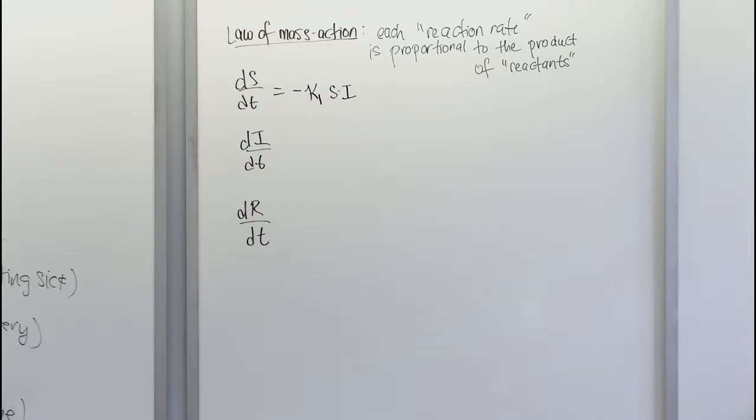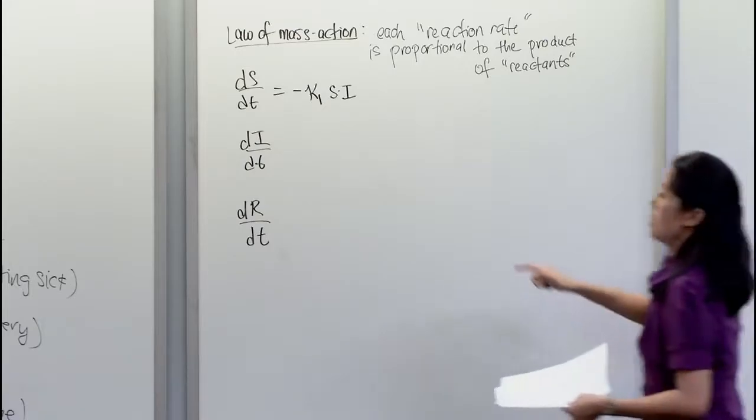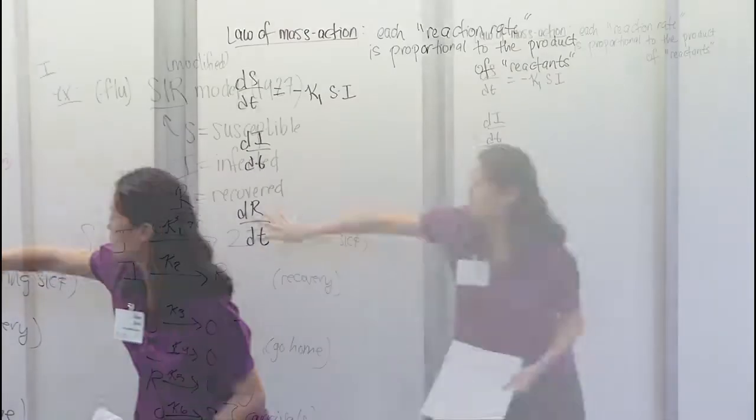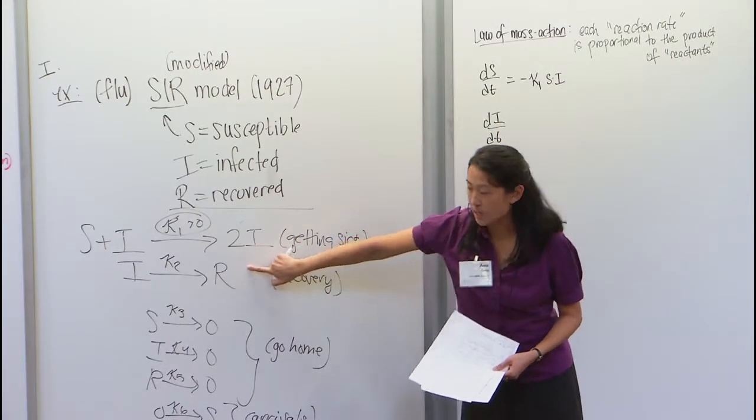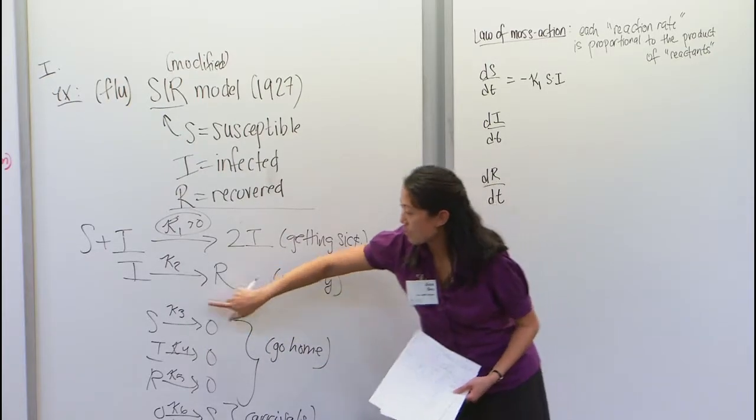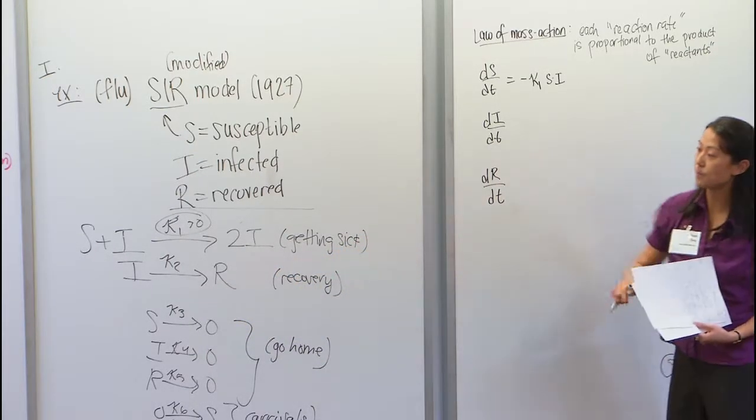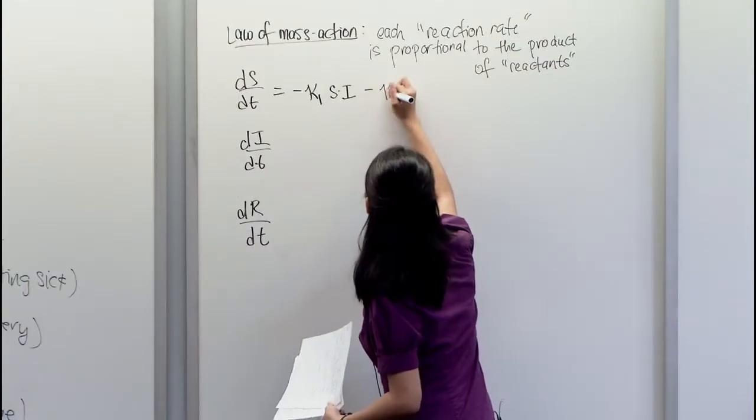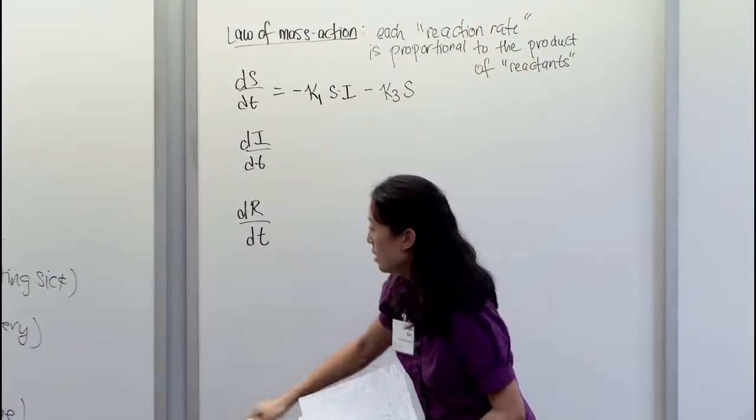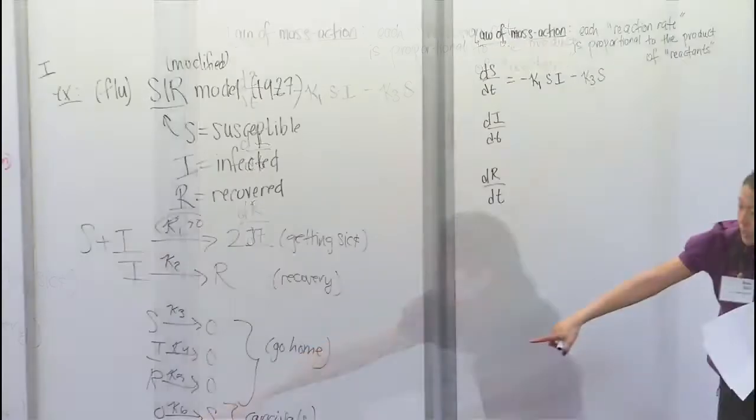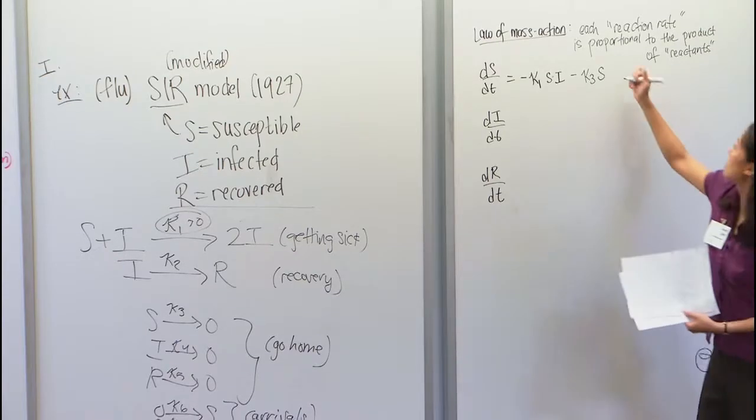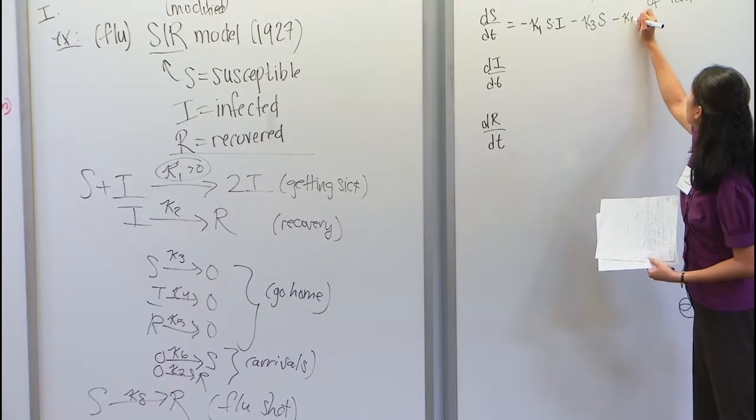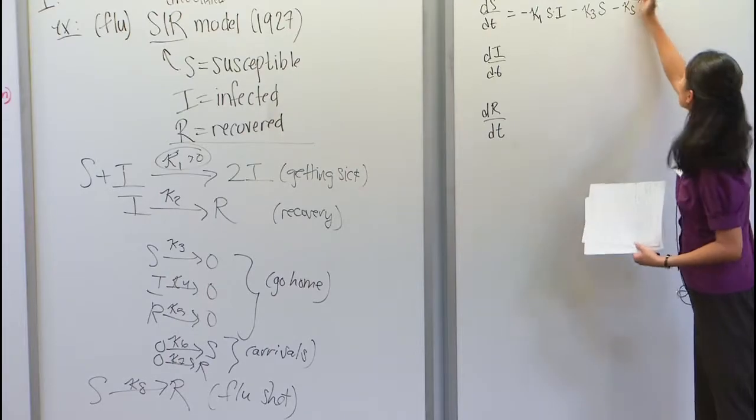And then to write down all the rest of the differential equations, I just go through all of these reactions and write them down as a sum over all of these possible arrows. So for example, for S, the first reaction I already wrote down. The second one does not affect S. But then I have this third one where people go home, so I write minus kappa 3 S. And then at the end, there's the flu shot people. So this becomes minus kappa times S, times S.